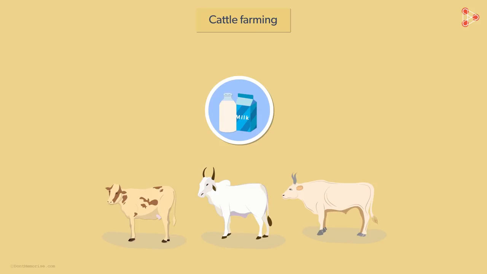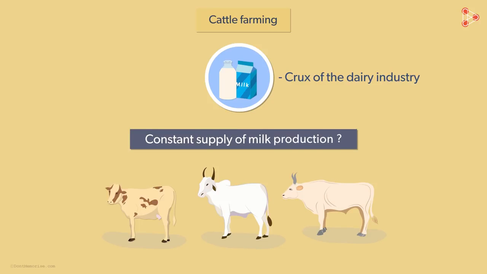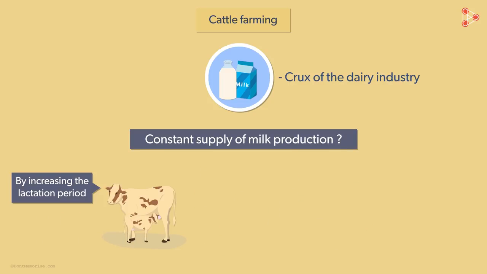Milk, as we know, is the crux of the dairy industry. A variety of dairy products require milk as their raw material. However, the milking period of milch animals is very short. How do farmers ensure a constant supply of milk production throughout the year? This can be done by increasing the lactation period of these animals. What do we mean by the lactation period? This is the period during which the mother feeds the young cattle.